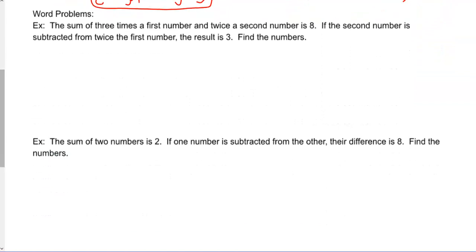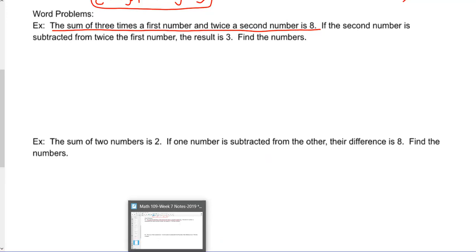All right, let's finish by doing a couple word problems, and setting up the equations is the hard part. Solving it should not necessarily be the hard part here. So if I have the sum of 3 times a first number and twice a second number is 8. If the second number is subtracted from twice the first number, the result is 3. Find the numbers. So we have 2 equations here that we want to make sure that we write each one of those equations.